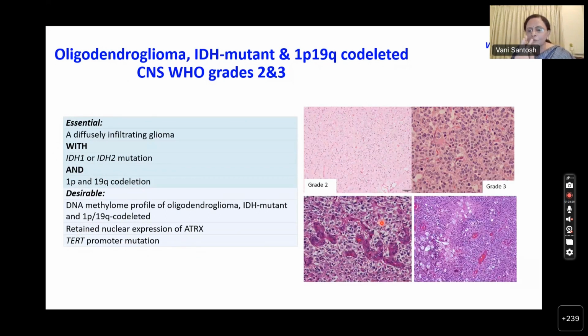And we have two grades, grade 2 and grade 3. What we saw now was grade 2. Grade 3 was earlier called as anaplastic oligodendroglioma. We don't call that as anaplastic. We just call it as oligodendroglioma, IDH mutant and 1P19Q co-deleted, a grade 3 tumor. These tumors are more cellular, they have increased mitosis. Most often they'll have microvascular proliferation with or without necrosis. And when you see necrosis, it will be very focal. It won't be the diffuse confluent necrosis that you see in case of glioblastoma. So that is a grade 3 tumor.